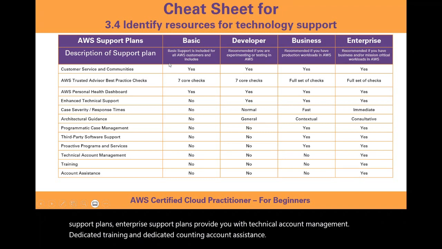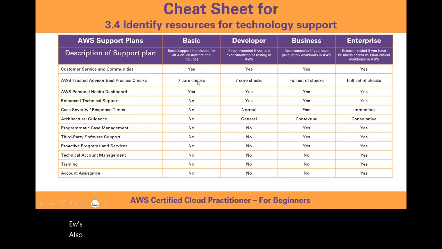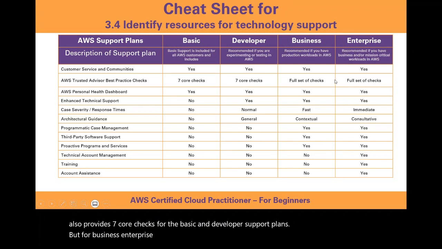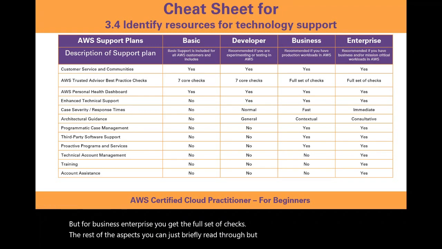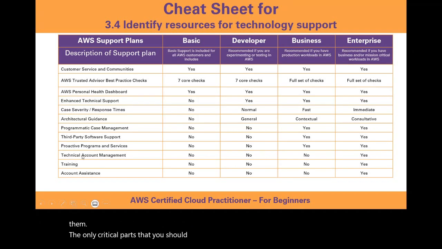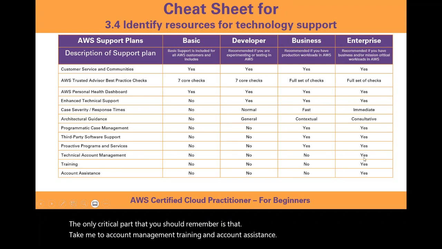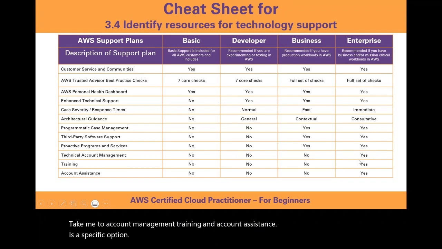AWS also provides 7 core checks for the basic and developer support plans, but for business and enterprise, you get the full set of checks. The rest of the aspects you can just briefly read through, but it is not critical that you remember them. The only critical part that you should remember is that technical account management, training, and account assistance is a specific option in the enterprise plan, but it is not provided within business, developer, and basic.